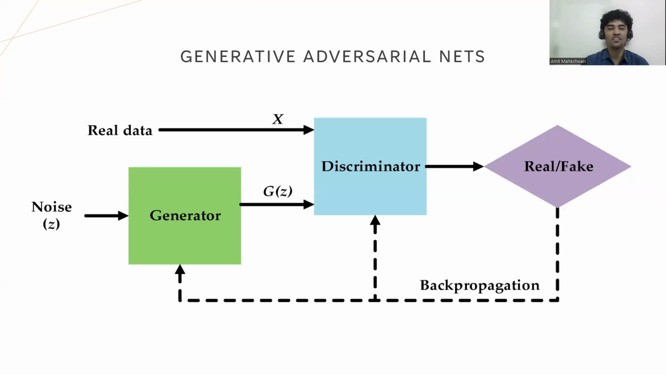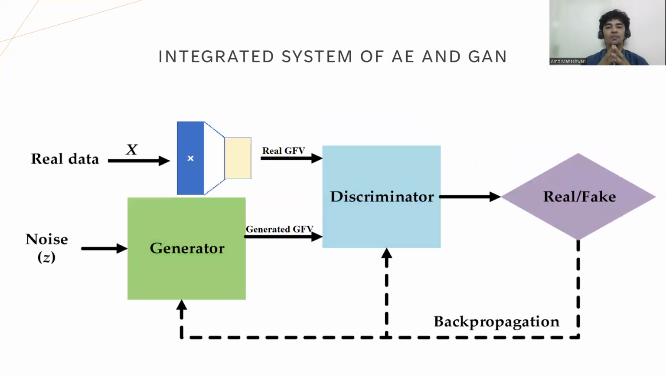So now we understand the autoencoder, and now we understand GANs. Let us understand how we can integrate both of these to get the benefits of both. Here in the image, we can see the integrated system of AE and GAN, AE being the autoencoder. Now we can see there is a fundamental difference here. The generator is now generating a GFV, a GFV similar to what the autoencoder's encoder part would generate based on the real image.